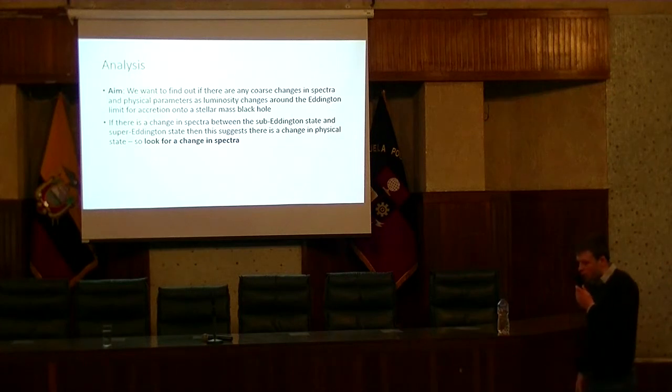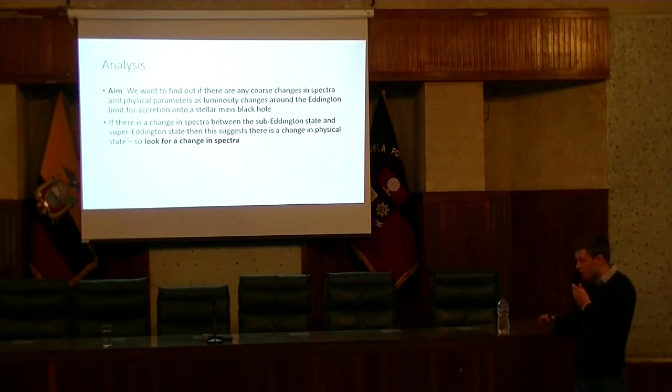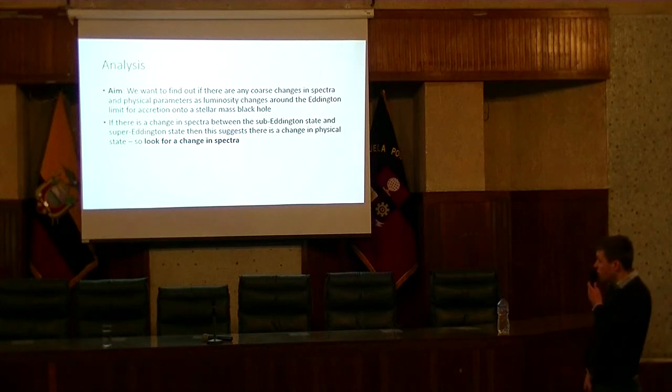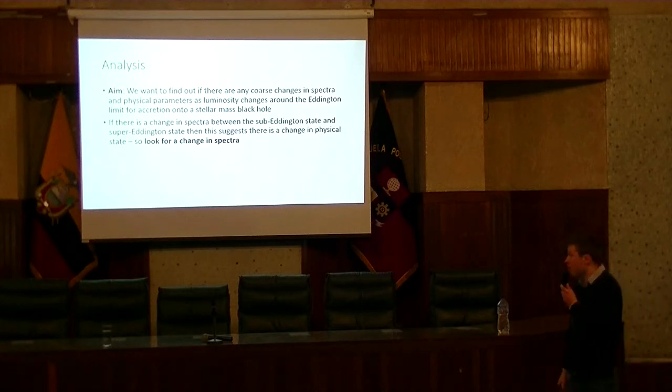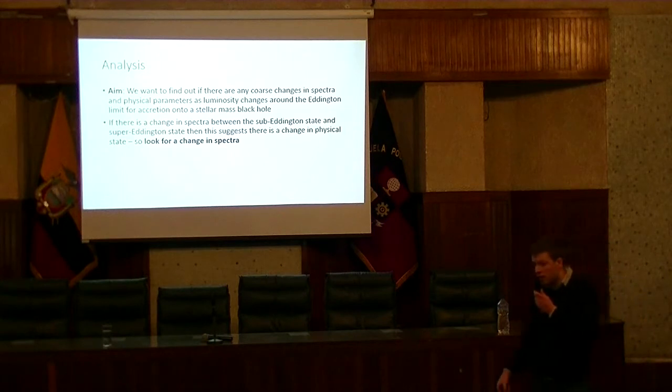Okay, so what was the aim of the project that I did studying these ULX systems? I wanted to find out if there were any coarse changes in the spectra and the associated physical parameters as luminosity changes around the Eddington limit, so just below and just above the Eddington limit, for accretion onto a stellar mass black hole. If there is a change in spectra between the sub-Eddington and the super-Eddington state, this will suggest a change in the physical accretion state. So we need to look for a change in spectra.